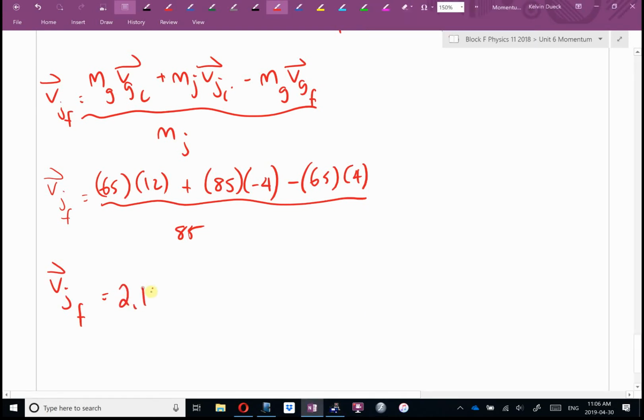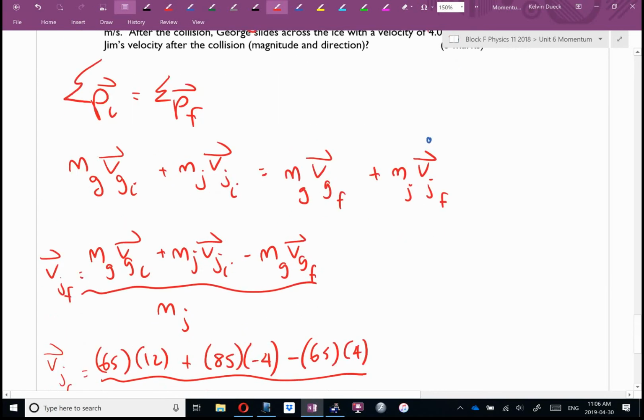2.12 meters per second, and it was positive. What direction did I let be positive? East.